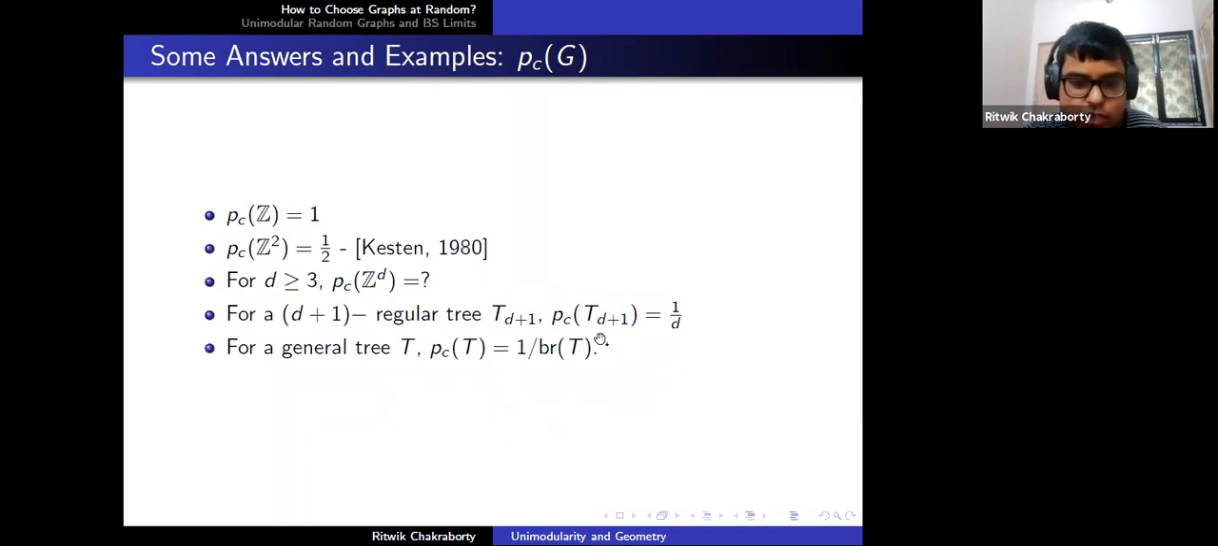So a D plus one regular tree is, as you can guess, a tree in which the degree of each vertex is equal to D plus one, right? And it's again easy to show that the PC of such a D plus one regular tree is equal to one by D. And for more general trees, PC is actually going to be the reciprocal of the branching number of the tree. But we won't be needing the branching number. Just in case someone's familiar, we know what this is.